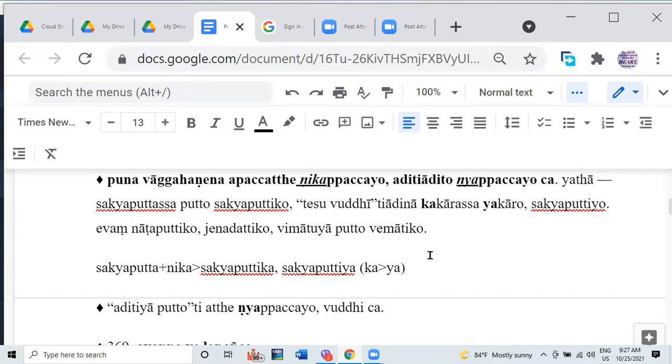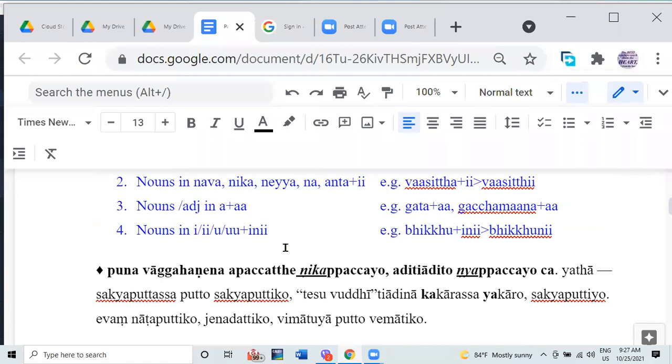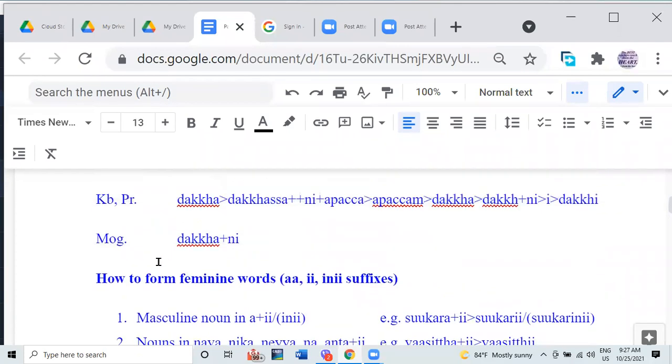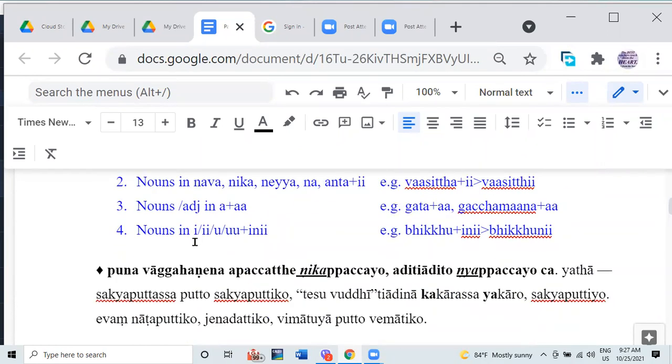So these are when the Nika suffixes are added after the Vimadu sutta, with the word wa of Atoniva. Okay. So here, any question?